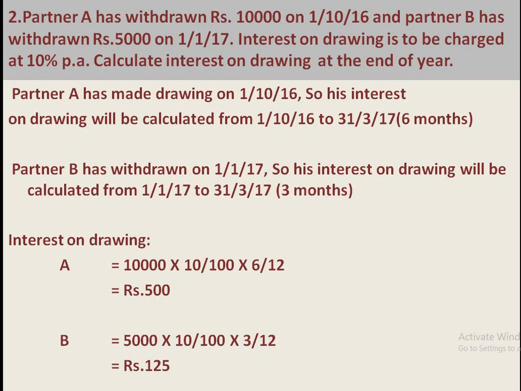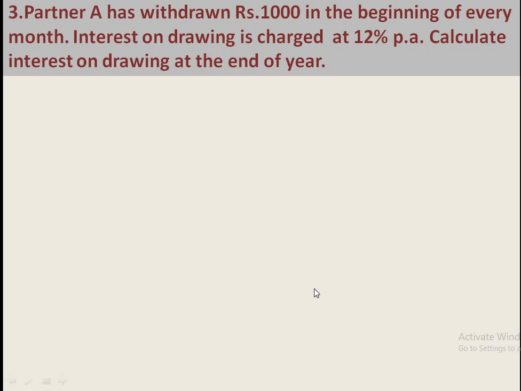Again and again I am telling you what is very important. Let me check again. Partner A made drawing on 1/10/16. Year ends on 31st March 17. So we charge 6 months interest in case of partner A. While partner B just made his drawing on 1/1/17. Of course, our year ends on 31st March 17. So 3 months interest is charged on his drawing. Okay, let me check some more.